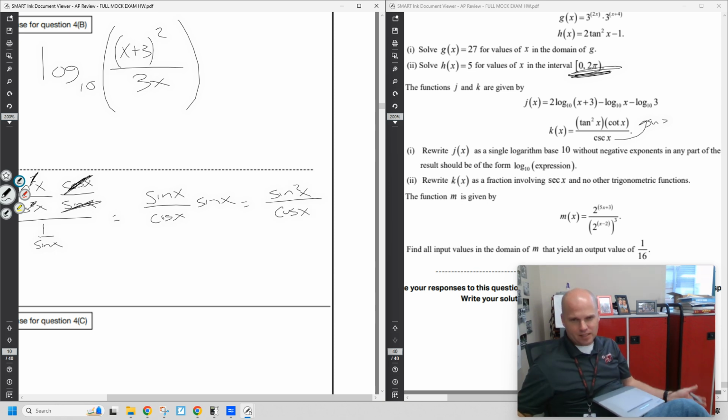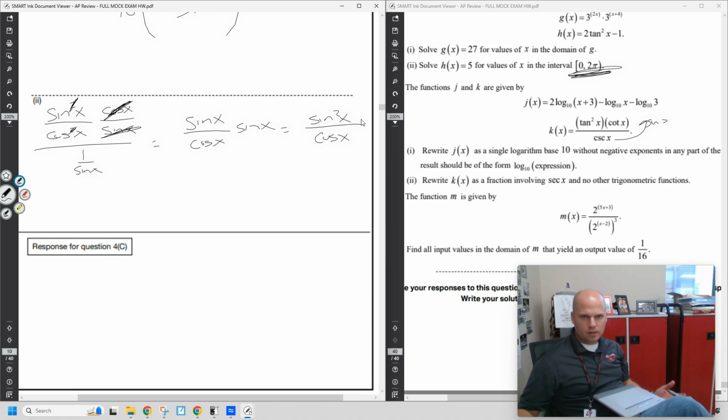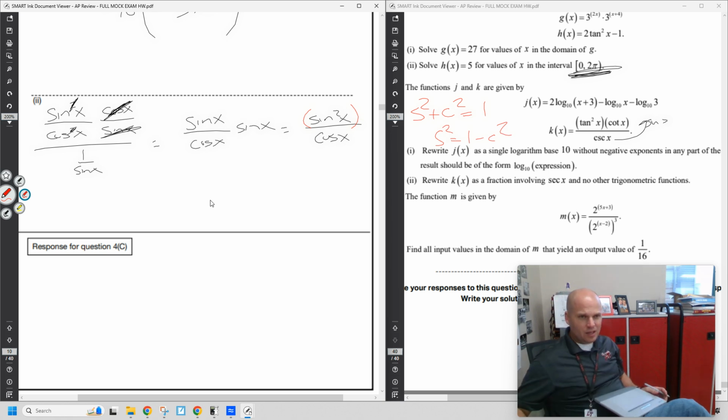Now, I don't like this. Doesn't feel like secant. It's like tangent times secant. Secant tangent. You'll see that in your future. So I need just cosines so that I have secants. So I can take this and replace it with 1 minus cosine squared. Remember that sine squared plus cosine squared equals 1. So sine squared equals 1 minus cosine squared. I'm going to do that.